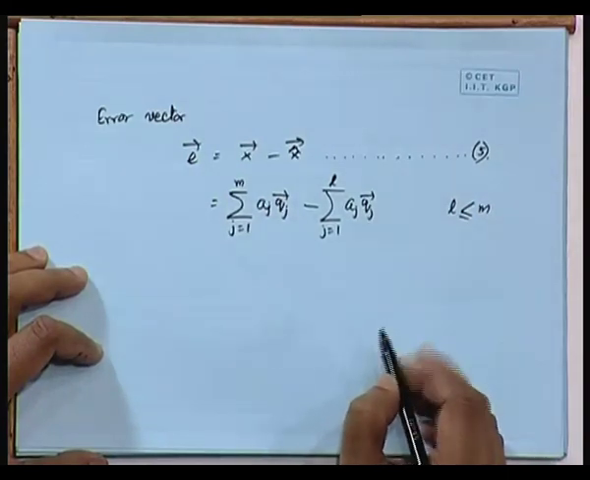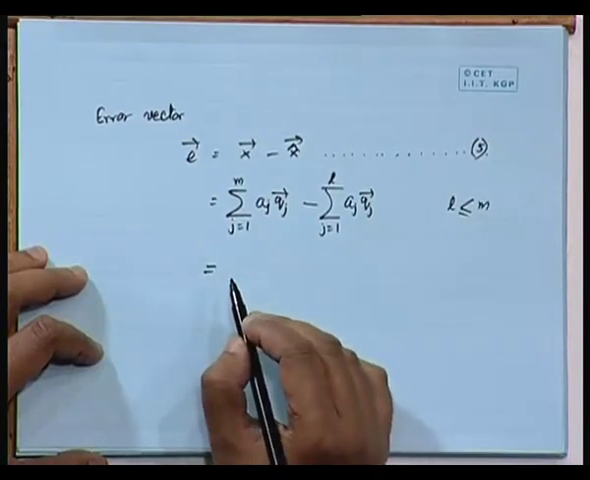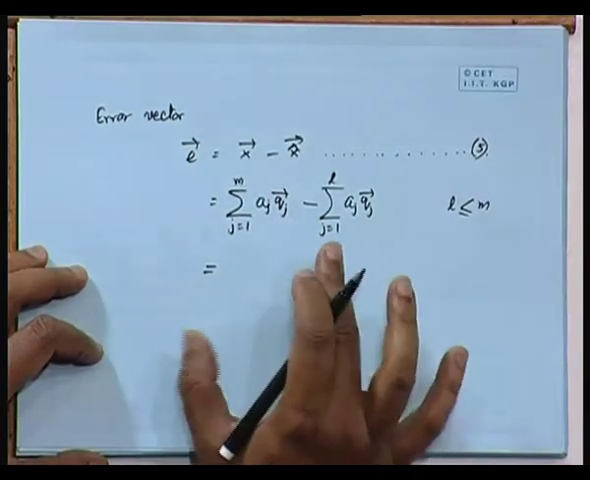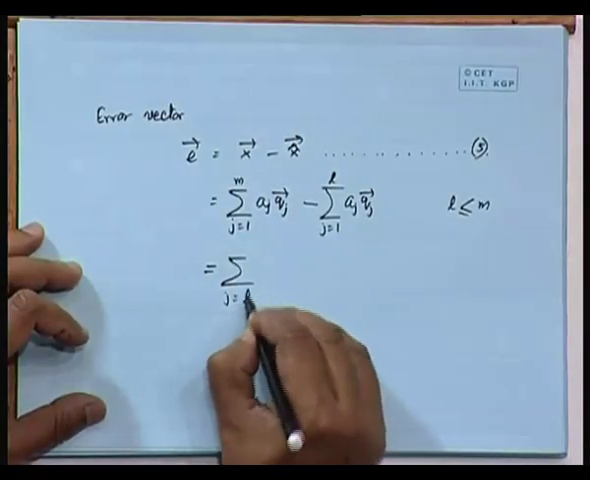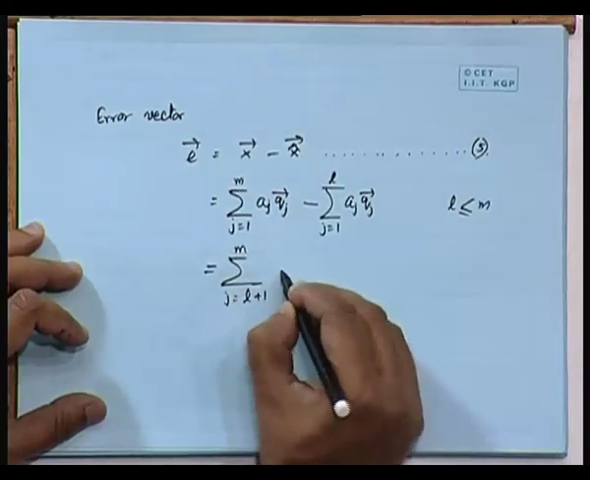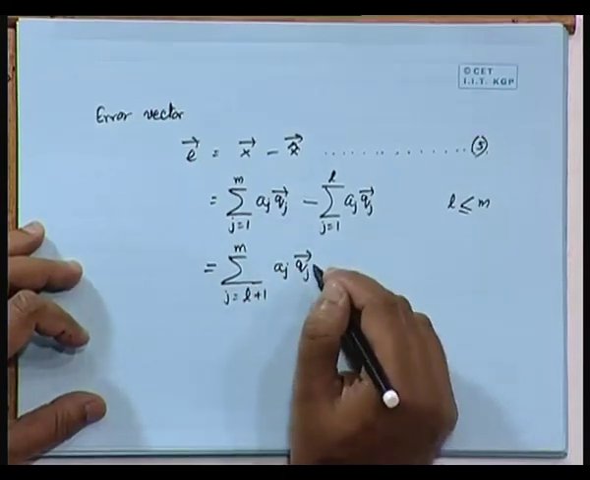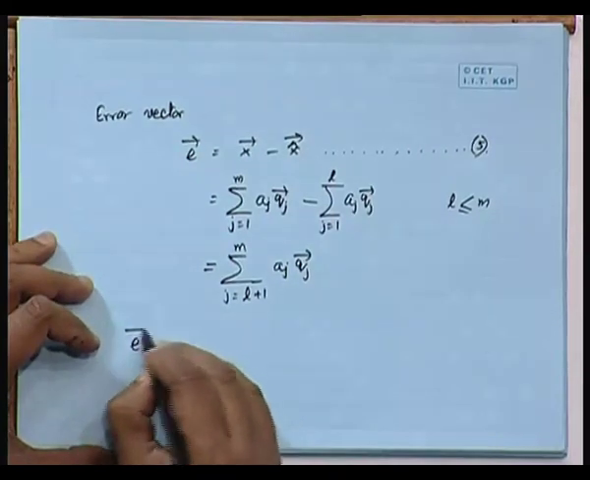So, what we can see from this is that essentially this can be represented as, yes, somebody can tell me a compact way of representing this: the summation j equals 1 to m minus the summation j equals 1 to L, and L is less than M. So, L plus 1 to m. I can represent this same thing as the summation j equals L plus 1 to m of aj qj vector. Okay. So, this is our error term.